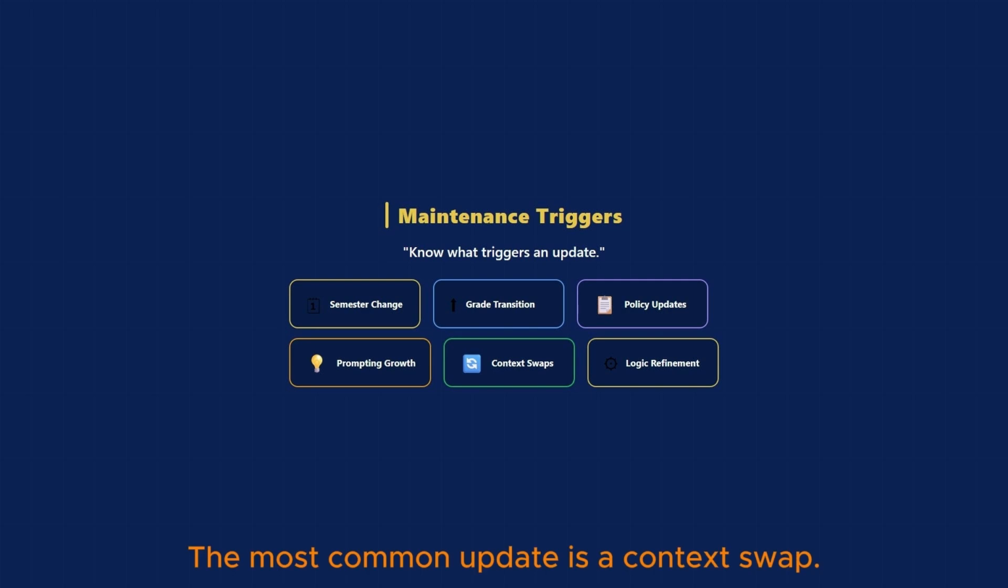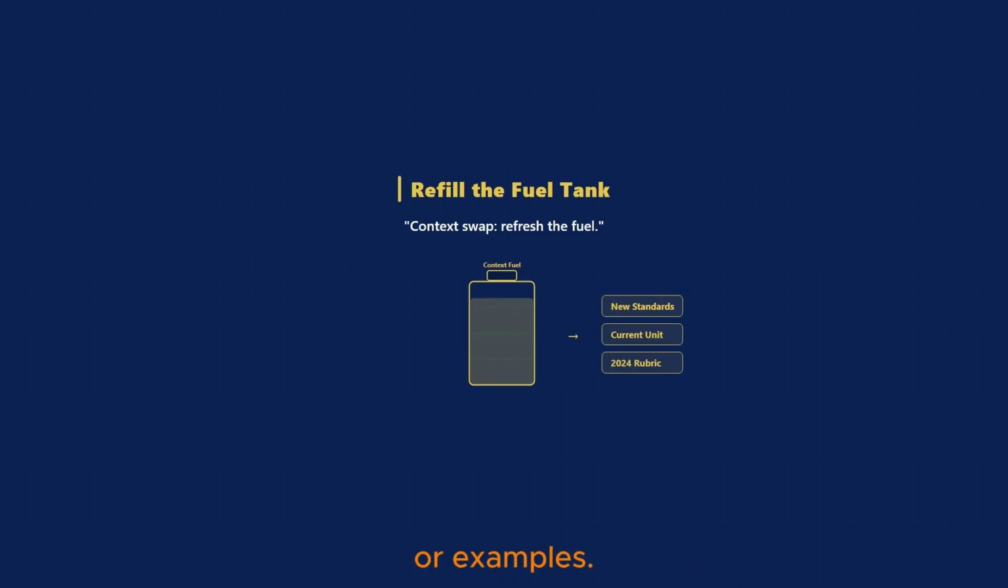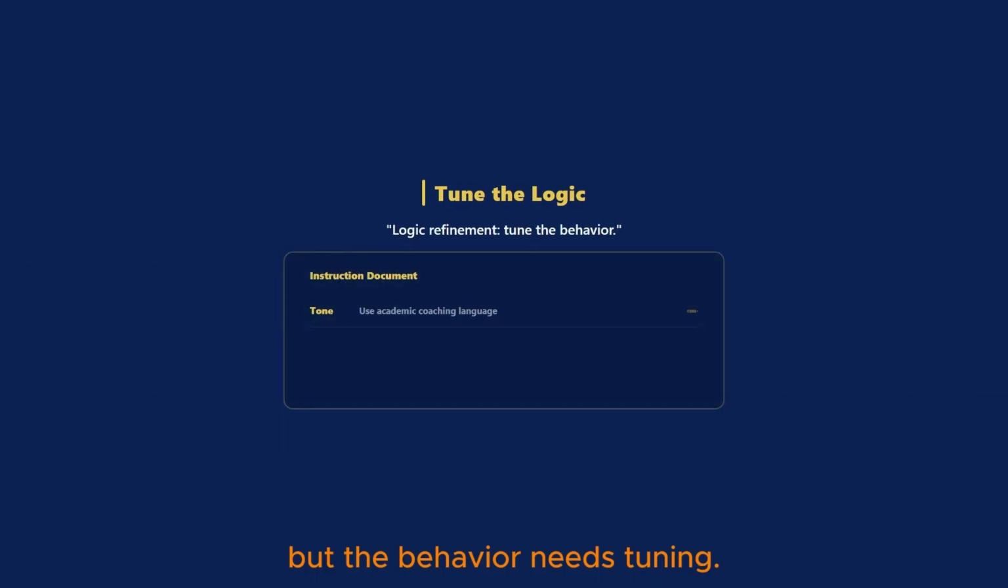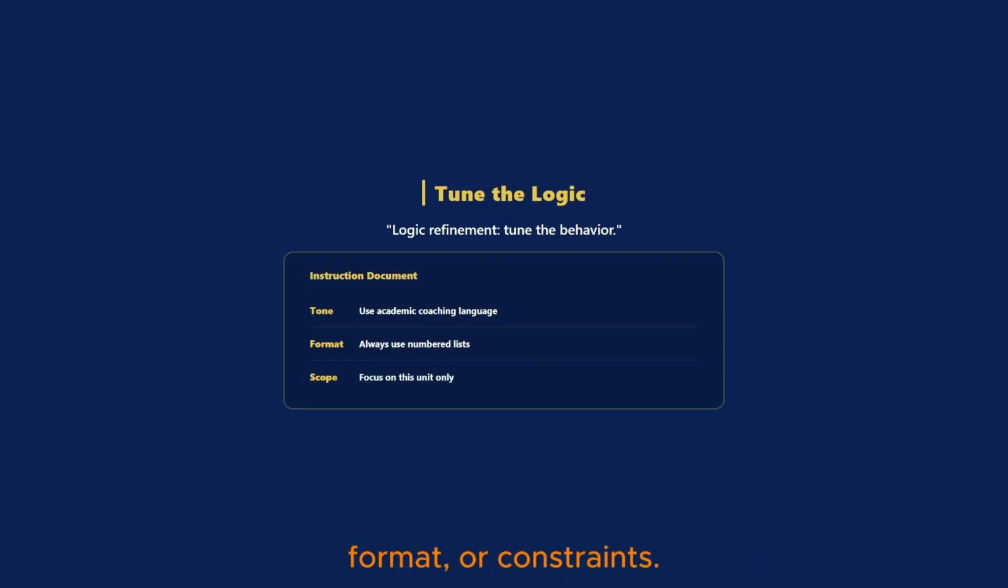builder. The most common update is a context swap, replacing old source materials with current guides, standards, rubrics, or examples. Sometimes source files are fine, but the behavior needs tuning. Refine the logic, with small edits to role, tone, format, or constraints.